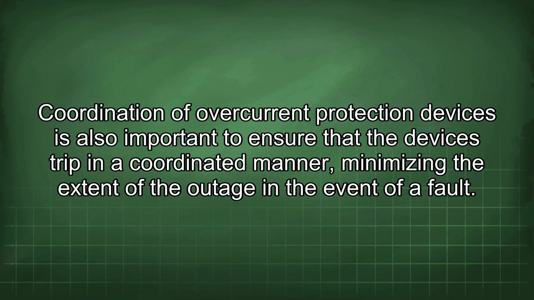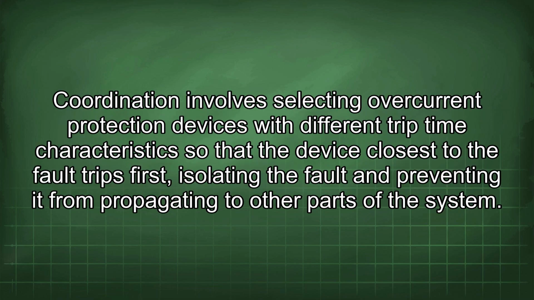Coordination of overcurrent protection devices is also important to ensure that the devices trip in a coordinated manner, minimizing the extent of the outage in the event of a fault. Coordination involves selecting overcurrent protection devices with different trip time characteristics so that the device closest to the fault trips first, isolating the fault and preventing it from propagating to other parts of the system.